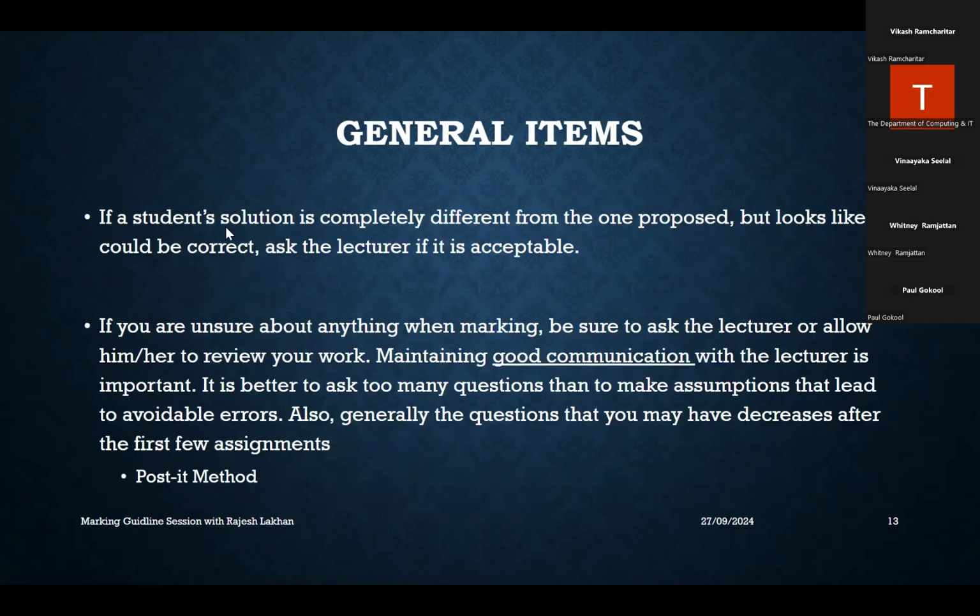General items: if a student's solution is completely different from the one proposed, but it looks to be correct, ask the lecturer if it's acceptable. It's fairly straightforward. I know some of these things are straightforward, but in the past, markers didn't do this. So they would mark the whole thing and mark it wrong. And then the students come and say, well, this is correct. And I found out, and it was indeed correct because they did a different method.